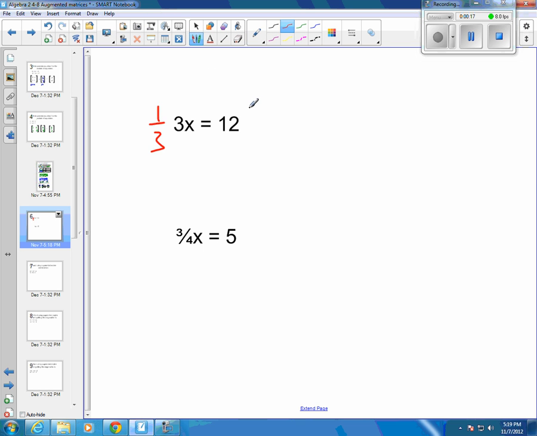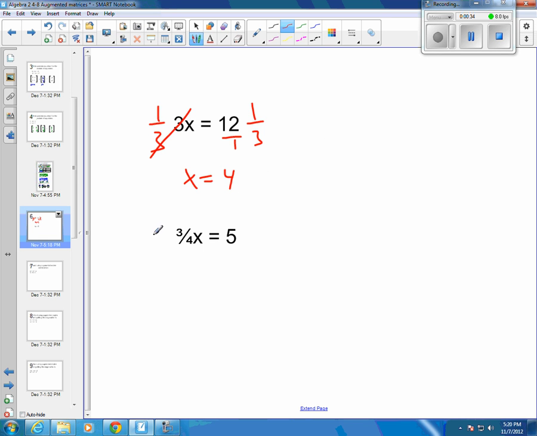Hopefully you just figured out where I'm going with this. The inverse of 3 is 1/3, so the 3's would then cancel. 1/3 of 3 is 1, so that's 1x is equal to 12 divided by 3. Multiplying by 1/3 is the same thing as dividing by 3, because you put that over 1. And so x would be 4.